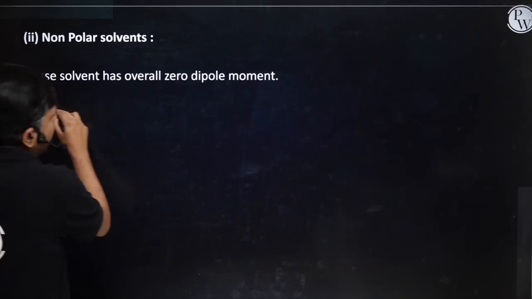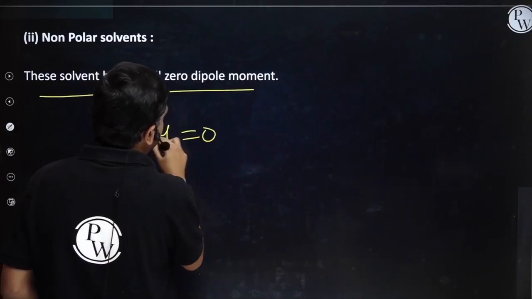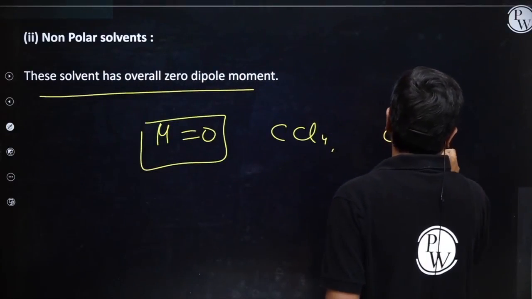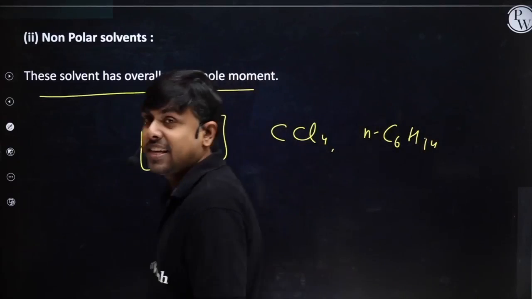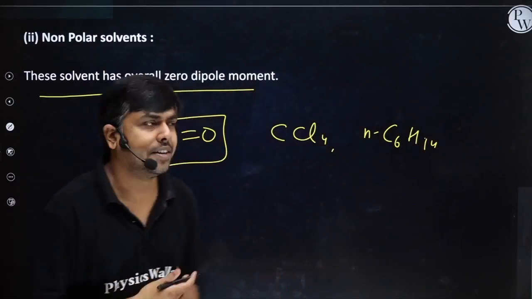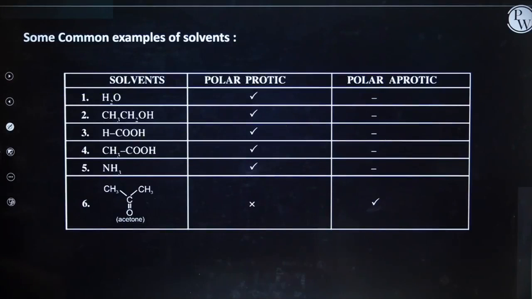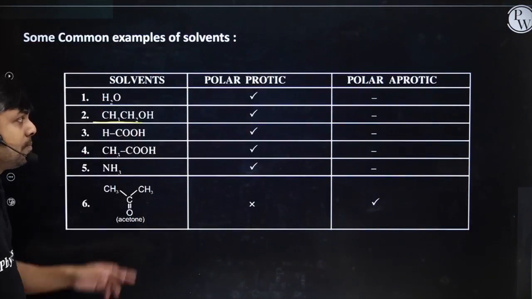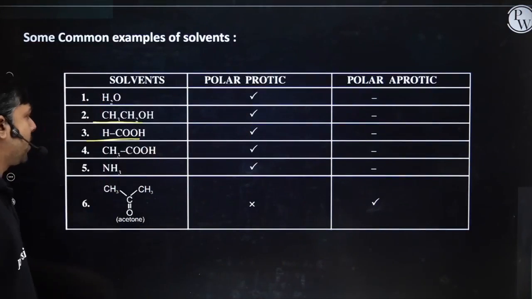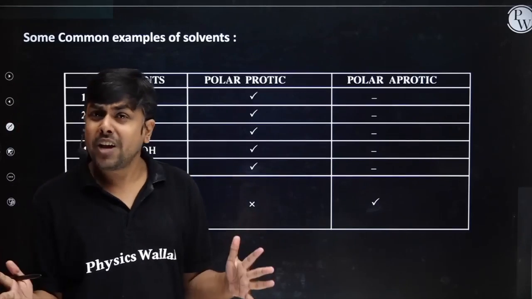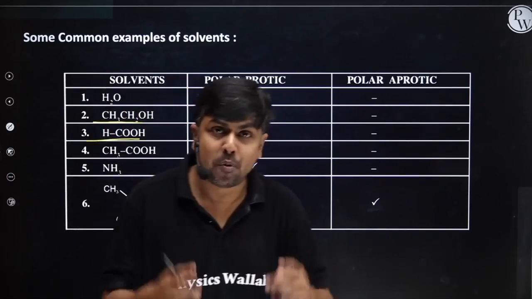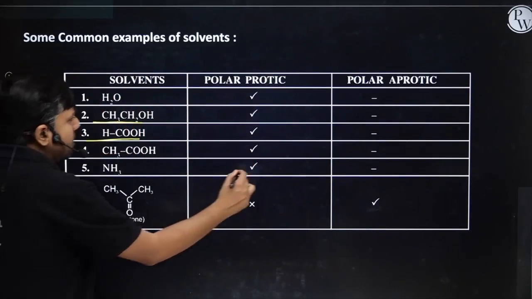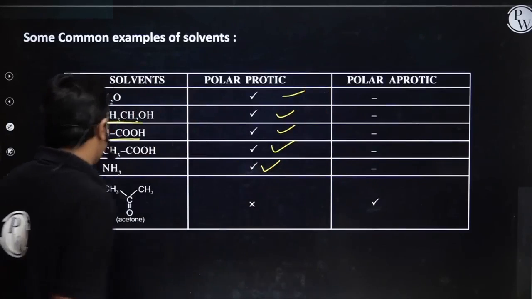Non-polar solvent. Already we have discussed it. Mu equals to 0. Example, CCl4. We have n-hexane, C6H14, benzene, all these are non-polar solvent. Some common examples of solvent: water, polar protic; ethanol, polar protic; acid, polar protic. All the acids where we have acidic hydrogen and where the dipole moment is non-zero, they are the examples of polar protic solvent. Ammonia, polar protic solvent. All these are polar protic solvent.